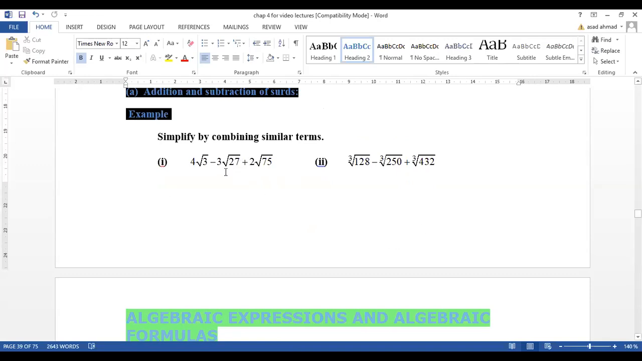I just want to tell you that the solution is very similar to what we have done in the previous exercise. In some cases, we convert a number into prime factors. So whatever is written within the radical signs, those numbers will first be converted into prime numbers.